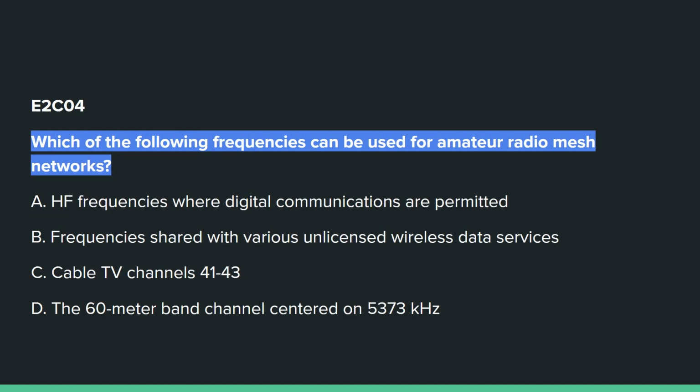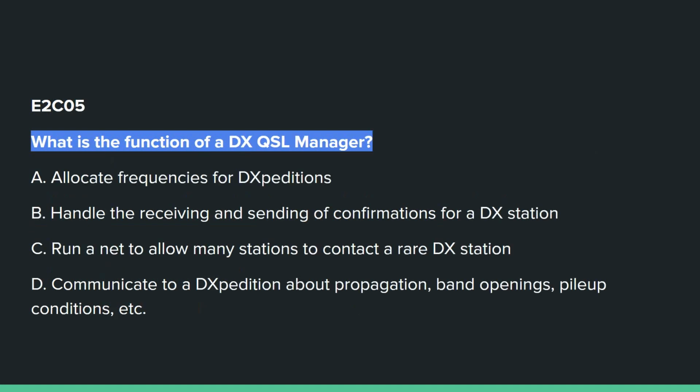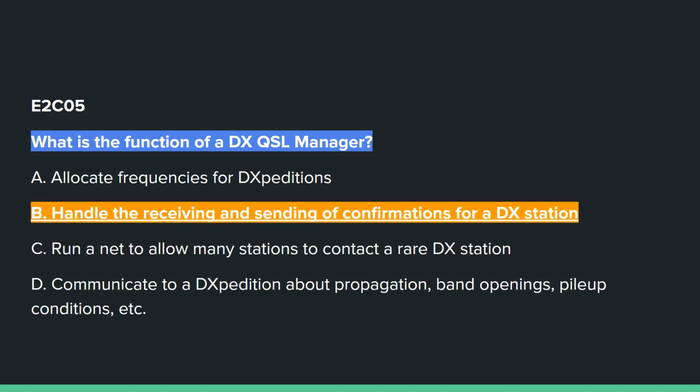E2C04, which of the following frequencies can be used for amateur radio mesh networks? B, frequencies shared with various unlicensed wireless data services. E2C05, what is the function of a DX QSL manager? B, handle the receiving and sending of confirmations for a DX station.